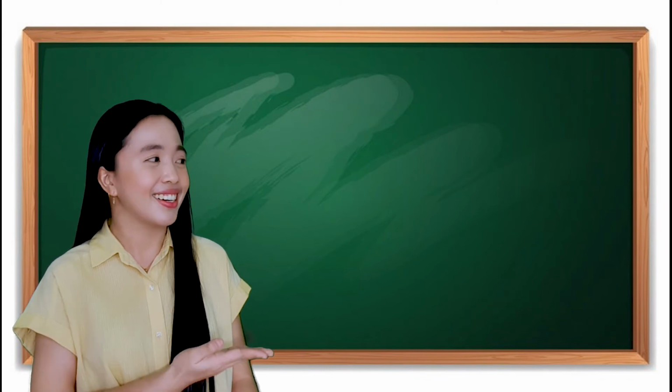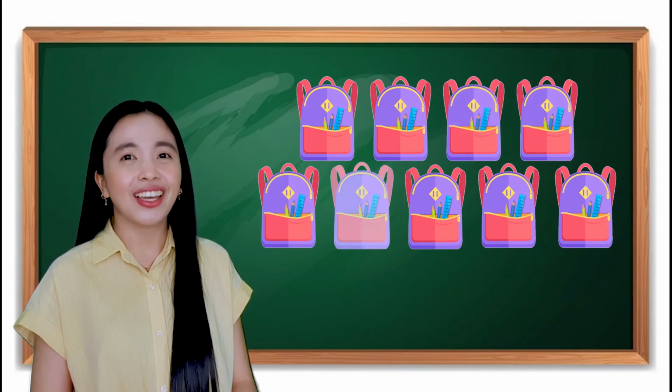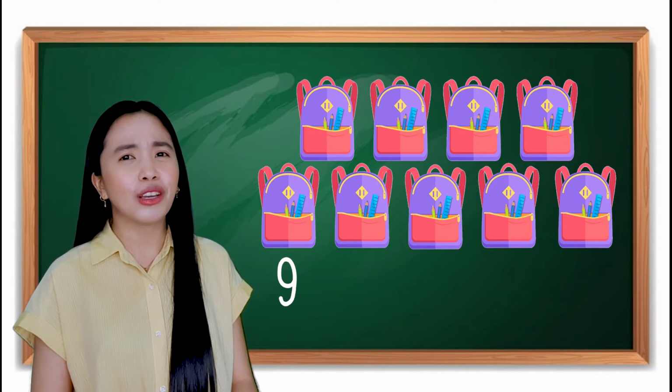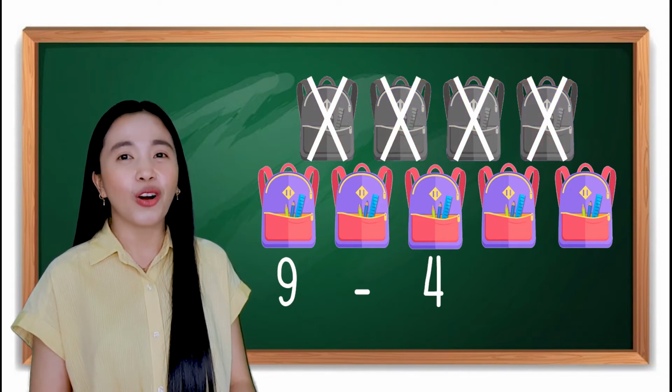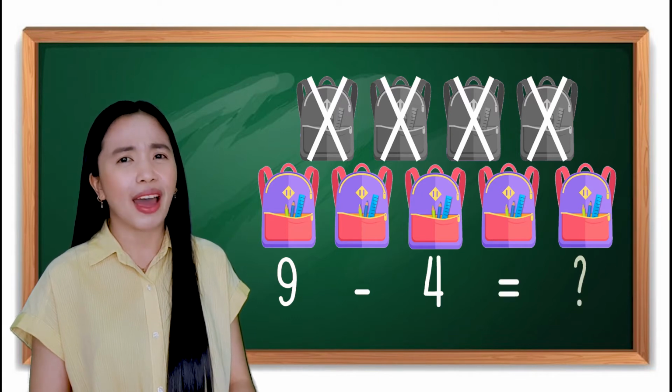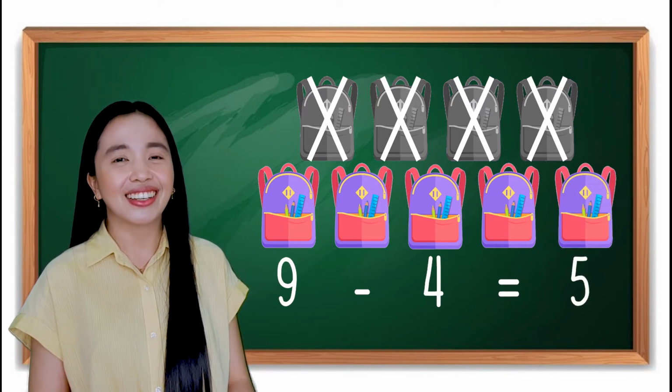Next, we have here bags. How many bags do we have? Let's count. 1, 2, 3, 4, 5, 6, 7, 8, 9. 9 bags. How about if we'll take away 4 bags? Let's cross out 4 bags. 1, 2, 3, 4. If there were 9 bags, then we took away 4 bags. How many bags are left? Let's count. 1, 2, 3, 4, 5. 5 bags. 9 minus 4 equals 5.